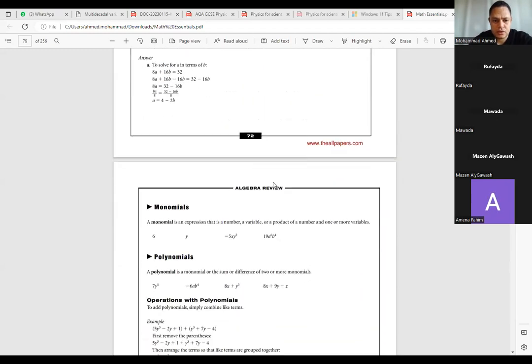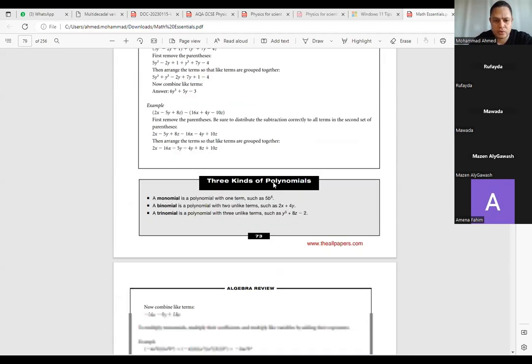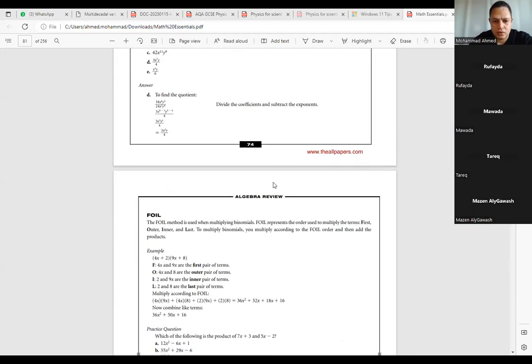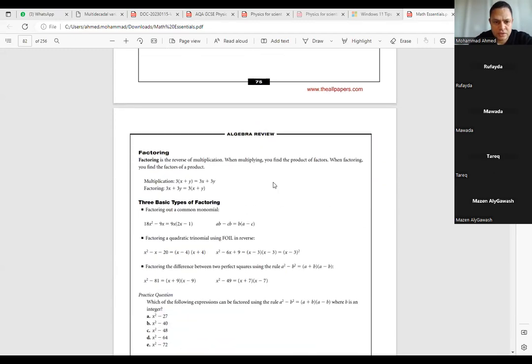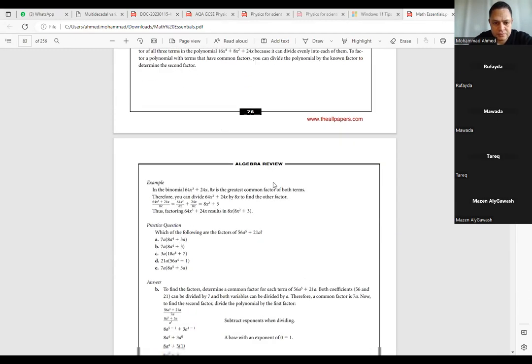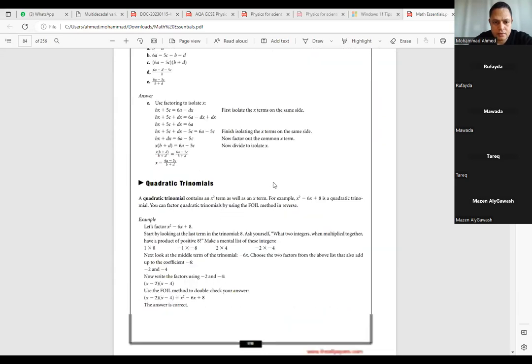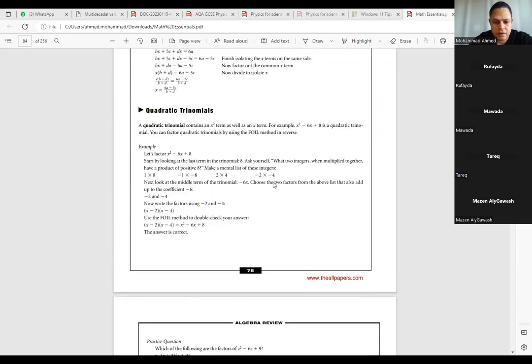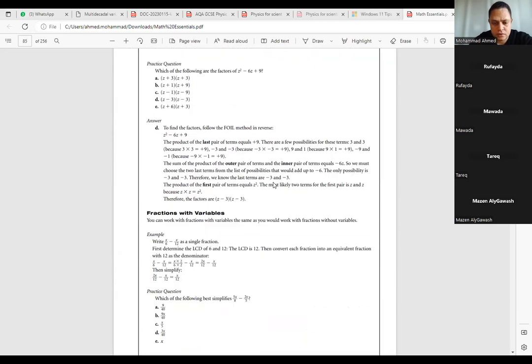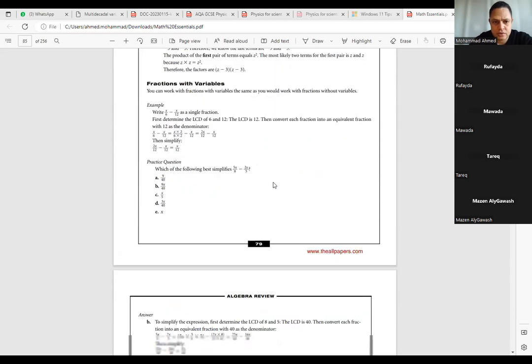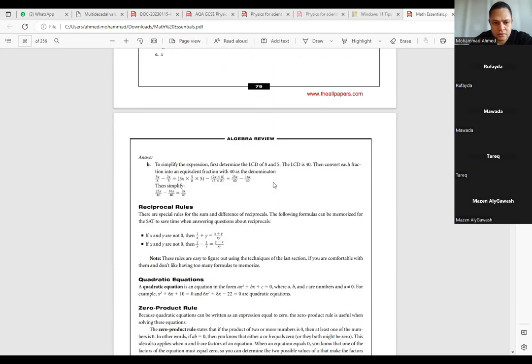And also we took the monomial and polynomial operation. Also we finished the factoring type and quadratic trinomials. Fractions with variables, we did it. Did we take the reciprocal rule?